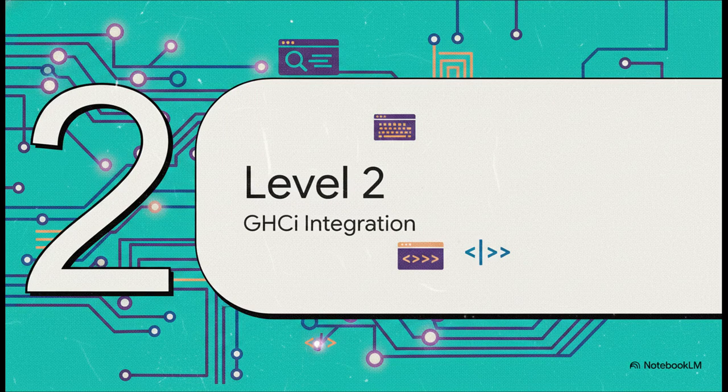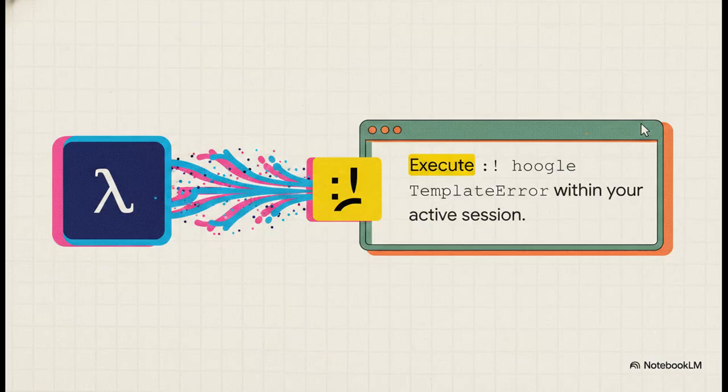Moving right along to level 2, integrating with GHCi. Now, console searches are great, but what if we want to bring this search capability directly into an active, interactive coding session? Well, if you want to use Hoogle within GHCi, you use this command right here. You're at the prompt, and you just type :hoogle template error. The real magic is that : syntax. In GHCi, : tells the interpreter to escape out to the underlying shell, run whatever command follows, and print the result right there in your interactive session.